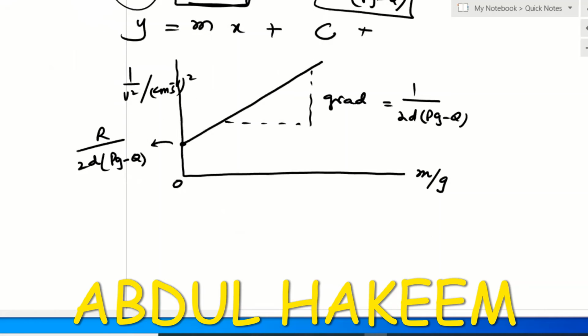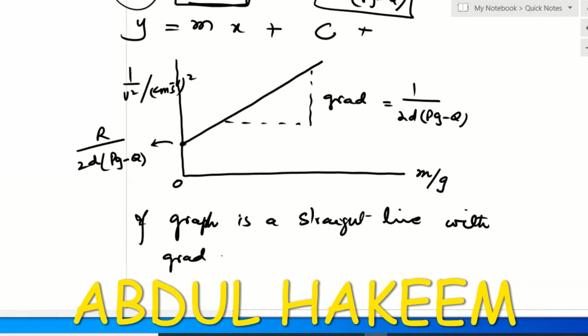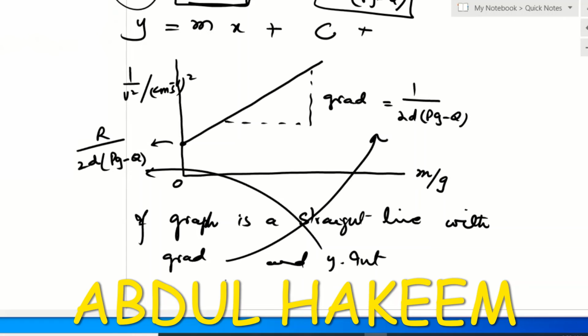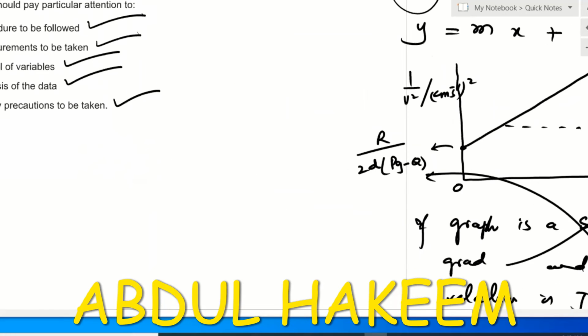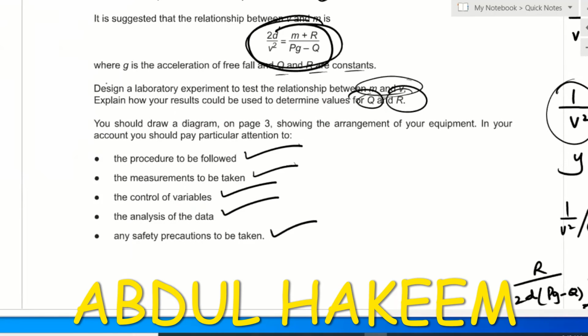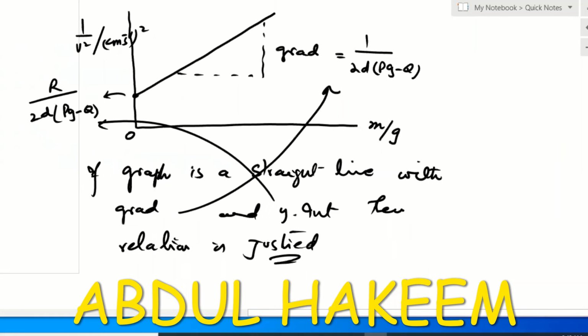And then we will write the conclusion: if graph is straight line with gradient, we have to mention this, and y-intercept, we will mention this, then relation is justified or it's tested. Now we will look again for the requirement. Yes, we have answered this. Design a lab experiment to test. We have tested, but explain how your result could be used to determine Q and R. So we will write additional.